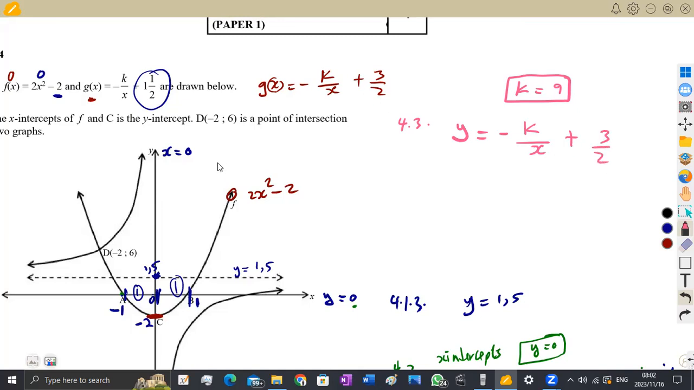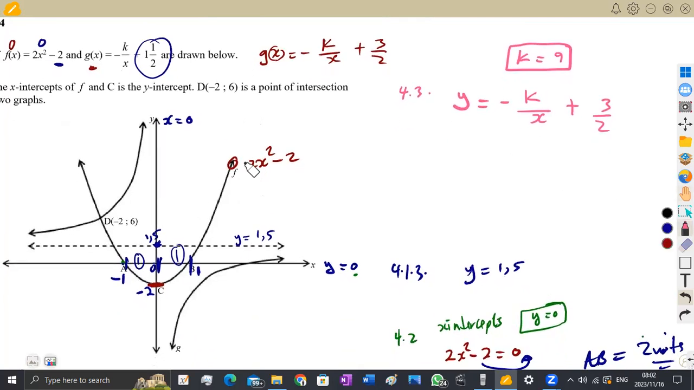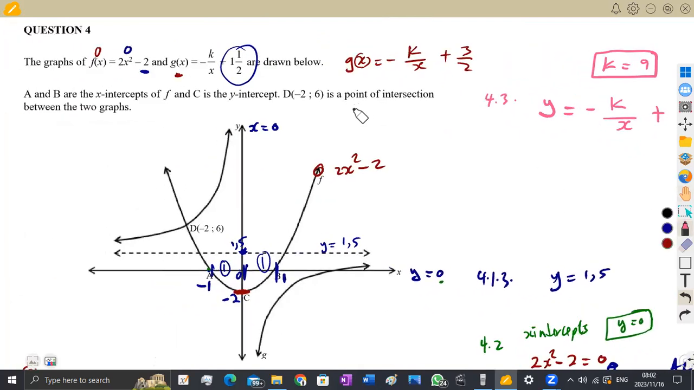So the question is, guys, be careful on this part. We have a point which lies on this function, which is our hyperbola. Do we have a point which also lies on this hyperbola? There is a point D. Remember, we are told here that D, which is (-2, 6), is a point of intersection between the two graphs. So this point lies also on our hyperbola.